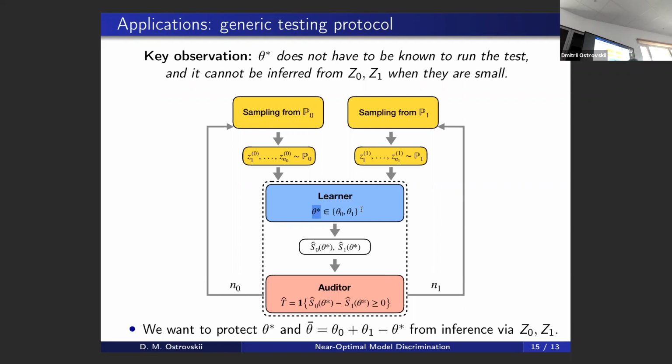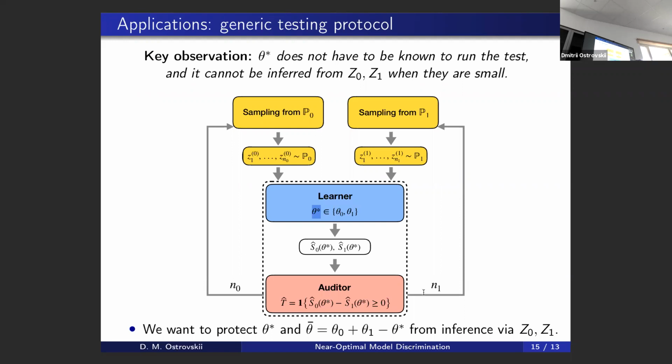So for the learner, it's good because for the learner, theta star is a proprietary model. So the learner wants us, the auditor, to be able to identify what theta star is, but it doesn't want us to be able to recover it.